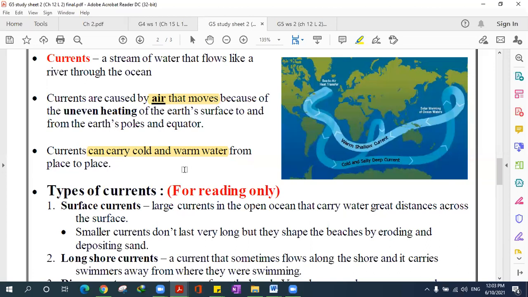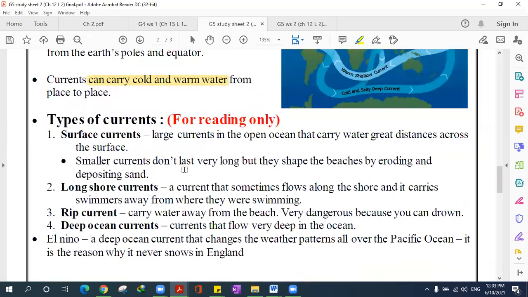Yes. The next part, which is talking about types of currents, is just for reading only. I'm not going to include it in the term exam. We have four types of currents: surface current, longshore current, rip current, and deep ocean current. Number 3, the rip current, is the one I showed you guys, which is dangerous, the one that pulls people inside, if you remember that.